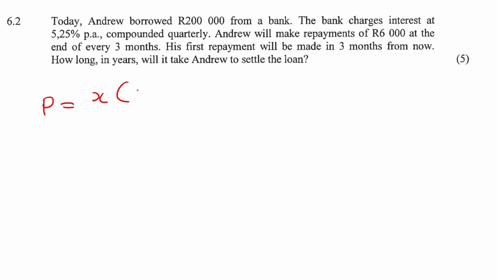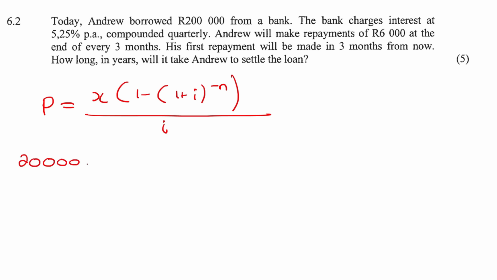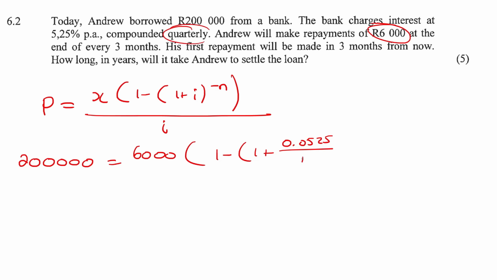Oh no, this is just a single bracket. So the amount that he wants to borrow is 200,000. So we'll put that in the place of P. The payment is 6,000. So we'll put that in over there. The interest is 5.25%. Now, they said it's compounded quarterly. So we'll put a 4 over here. And then for the number of payments, remember it's always a negative in this formula. Now, because this is a 4, we're going to put a 4 over here.